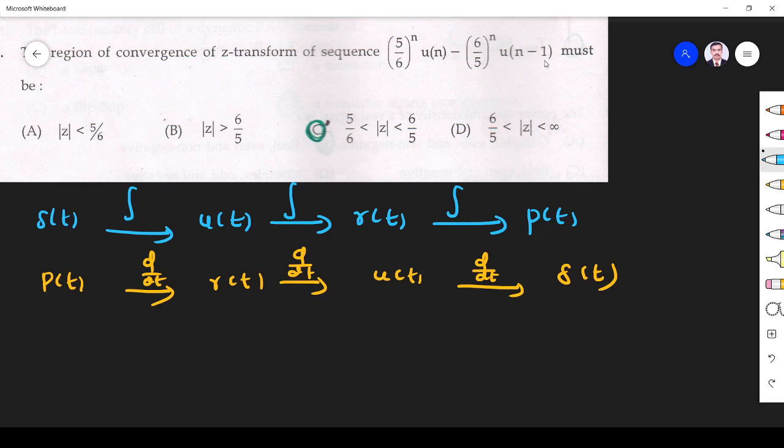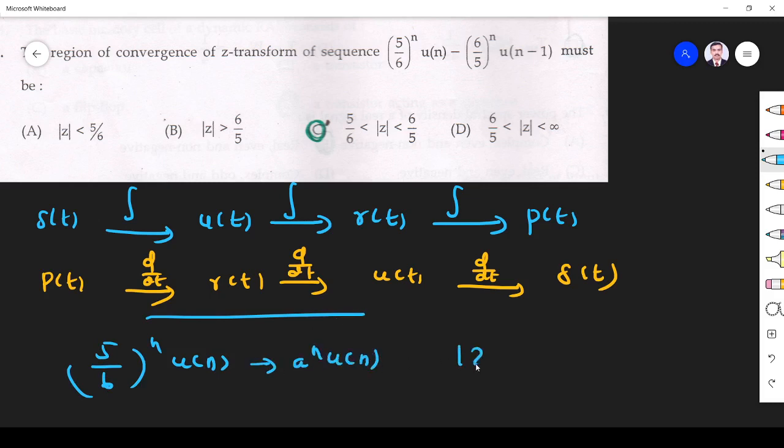(6/5)^n u[-n-1]. Just now we have seen that this is in the a^n u[n] formula. So (5/6)^n u[n] is in the format of a^n u[n]. This will converge only for mod z greater than a, as I have told in the first format itself. So a is 5/6, so mod z must be greater than 5/6.